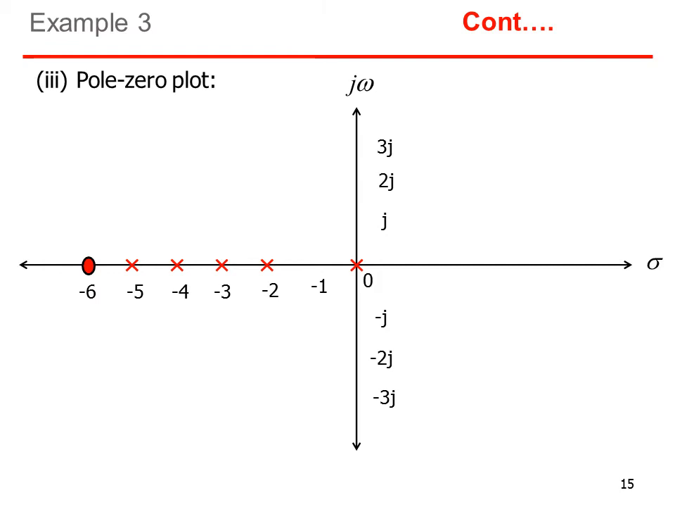Pole zero plot. In the pole zero plot, we have to draw all the poles and zeros on the s-plane. So there is one zero, that is at -6, and the poles are represented at 0, -2, -3, -4 and -5.